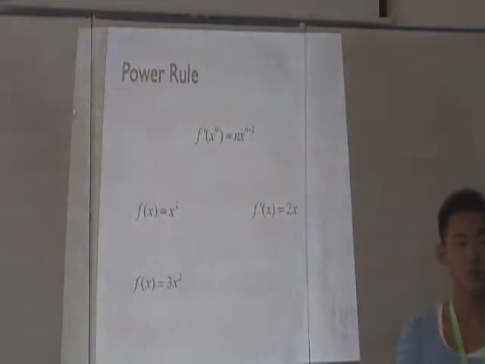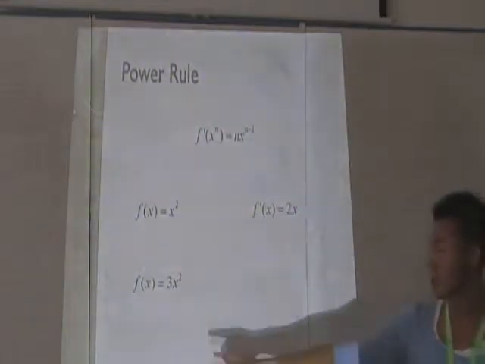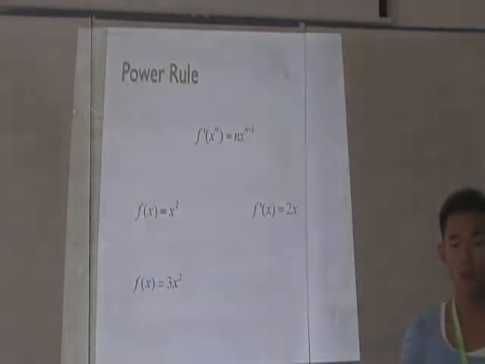Any questions there? 2 minus 1 is 1, so that's just x. X to the power of 1 is just x. Yeah? Okay. Anyone still copy this?